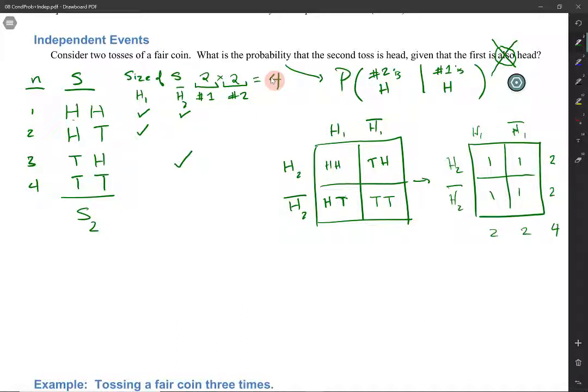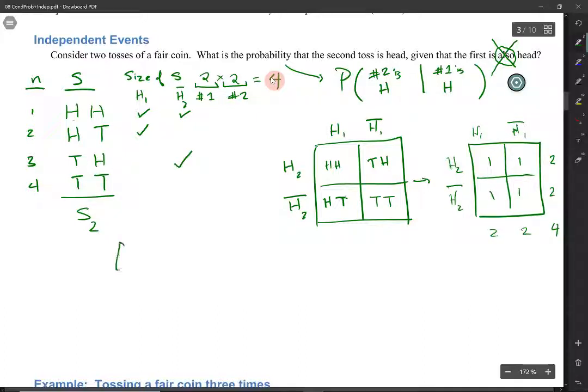So you might ask, what's the probability of H2? What's the probability that the second one is ahead? That would be this case and this case. But you can get it off the contingency table: here's the set H2, so that would be 2 over 4, which is equal to a half, equal to 0.5.